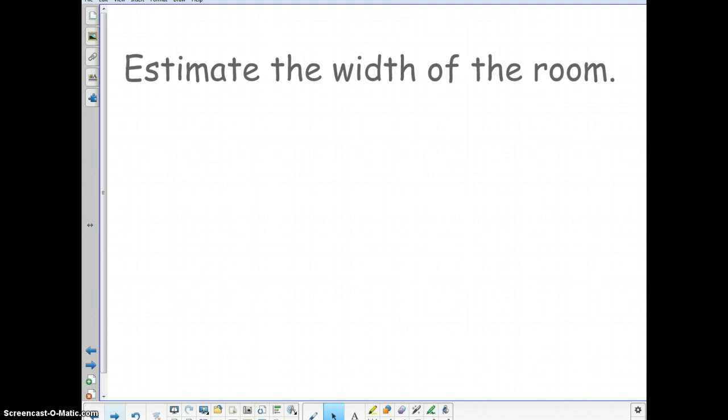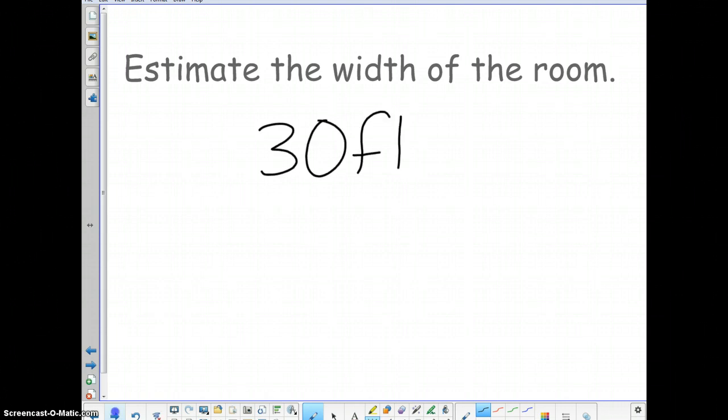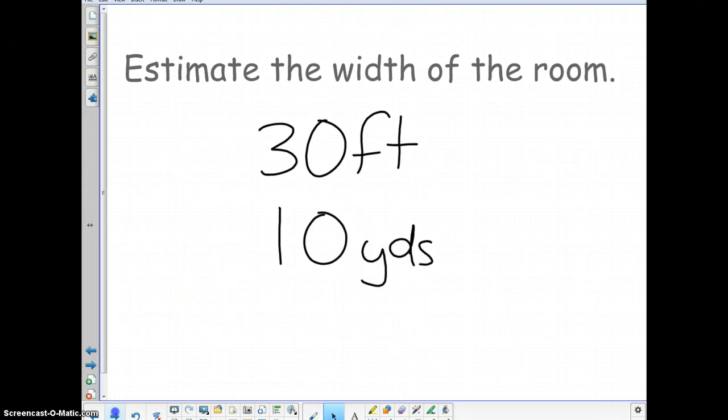Okay, and my estimate would be somewhere right around about 30 feet. 30 feet, or that would be the equivalent of 10 yards. One of those two, right around there. It could be a little less in the high 20s, or it could be a little bit more in the low to mid 30s, but I would say a good estimate would be 30 feet or 10 yards. Maybe even a little bit longer than that. Okay?